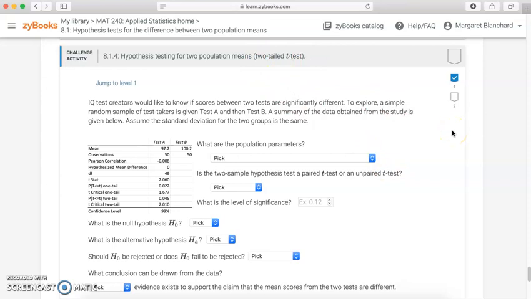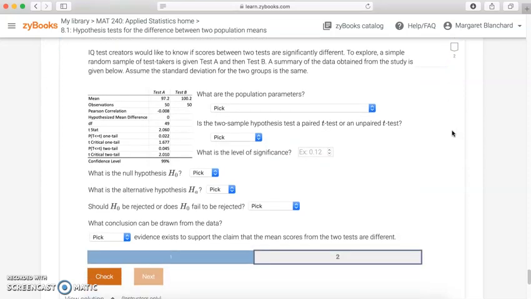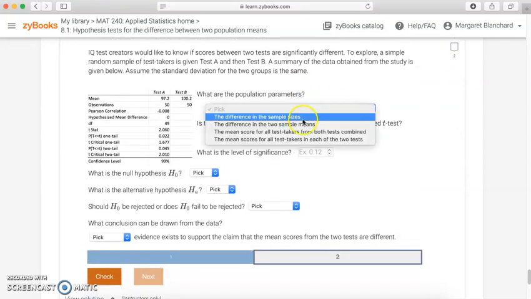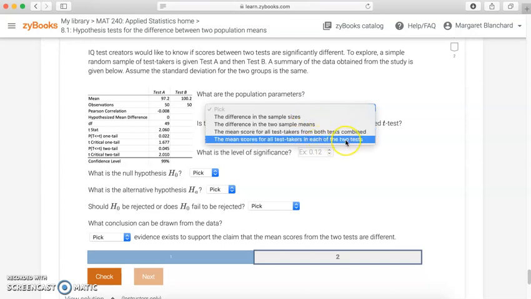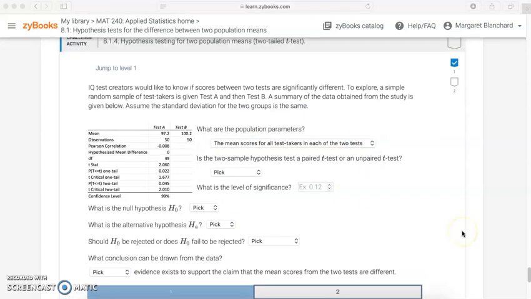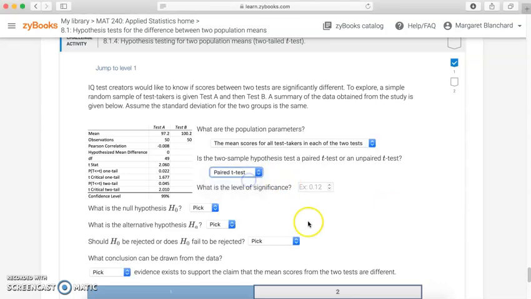To explore, a simple random sample of test takers is given test A and then test B. A summary of the data obtained from the study is given below. Assume the standard deviation for the two groups is the same. What are the population parameters? Again, we're not looking at the sample sizes, the sample means, or them combined. We're looking at the mean scores for all test takers in each of the two tests. Is the two sample hypothesis test a paired test or an unpaired test? It's a paired test. So we're looking at a paired t-test.